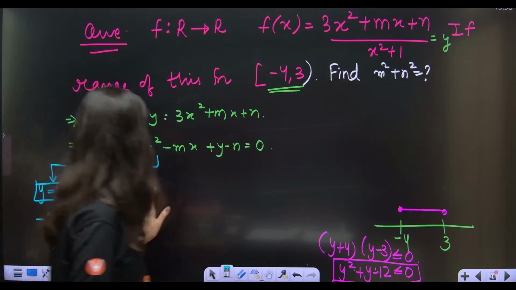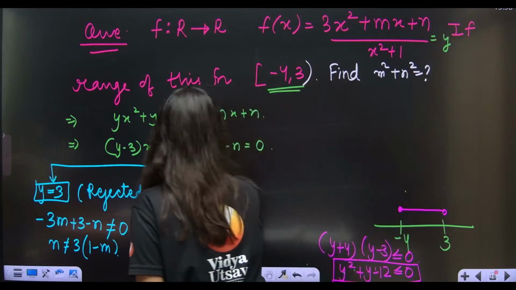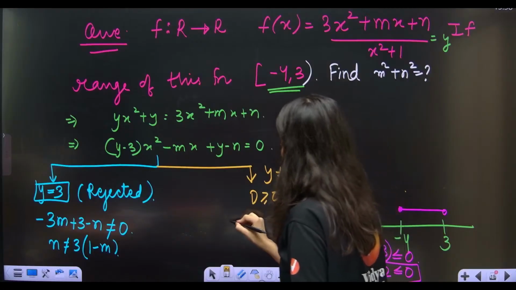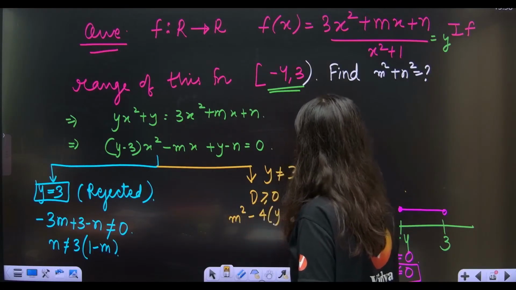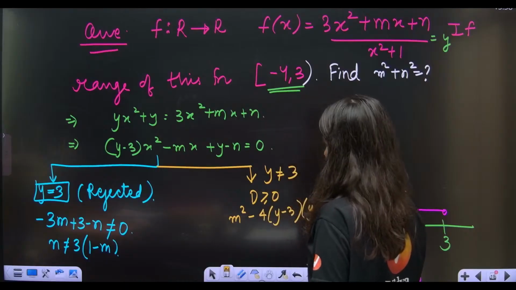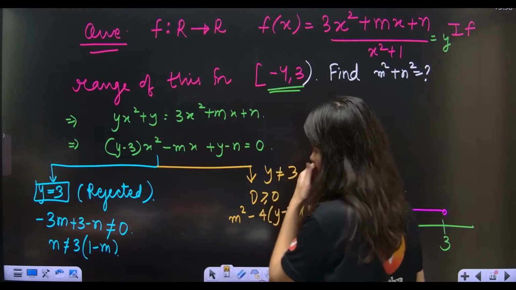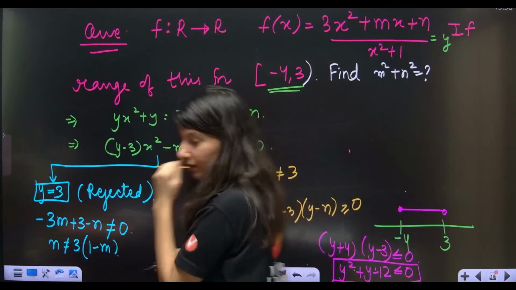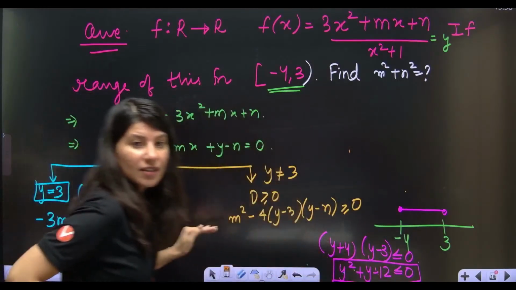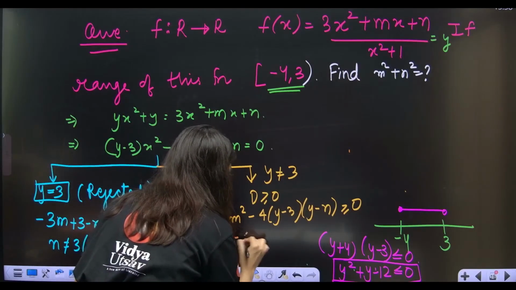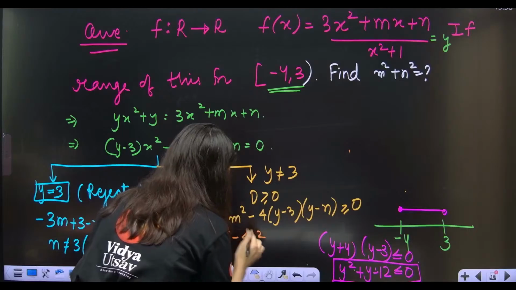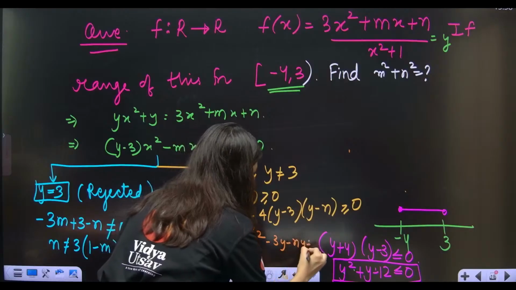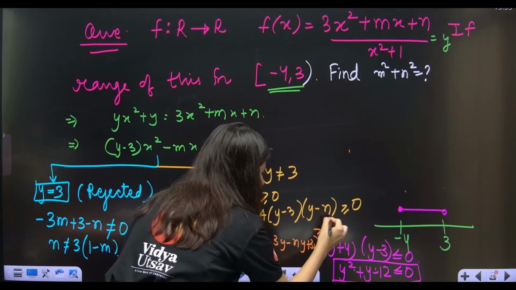Let us keep it on the right hand side. Let's see what was the thing. Now y not equal to 3, so discriminant greater than or equal to 0. So b square minus 4 times y minus 3 times y minus n, greater than or equal to 0. Correct or not? Obviously you want less than equality. So first of all, multiply it. So m square minus 4, keep it here, y square minus 3y minus ny plus 3n, greater than or equal to 0.